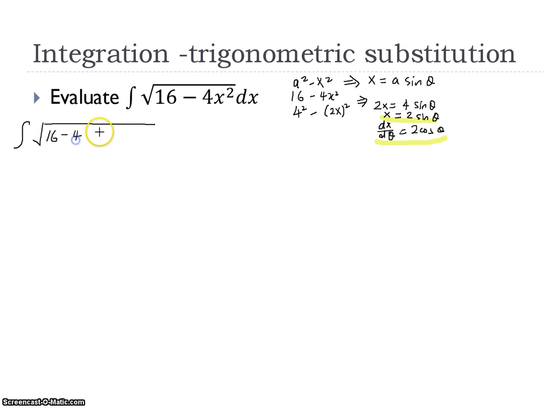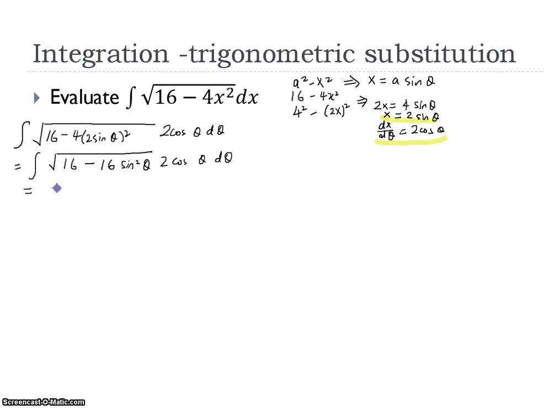16 subtract 4, and our x now is 2 sine theta. So we have 2 sine theta squared dx. If dx divided by d theta equals 2 cos theta, then our dx is actually 2 cos theta multiplied by d theta, using cross multiplication. So we continue. If we square this and simplify, we will get 16 sine square theta, 2 cos theta d theta.